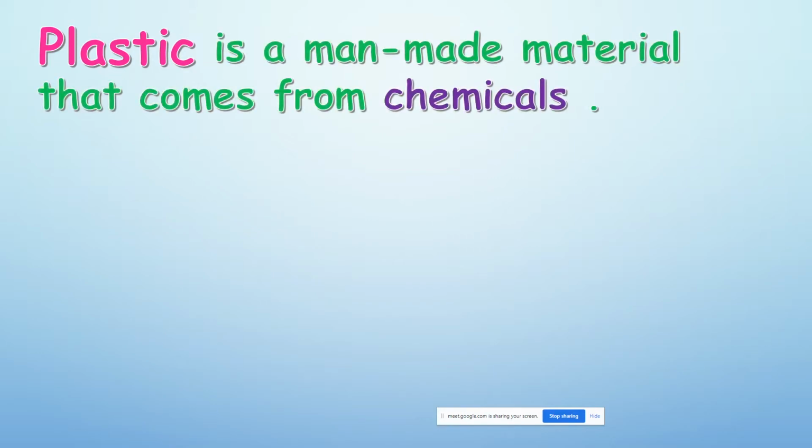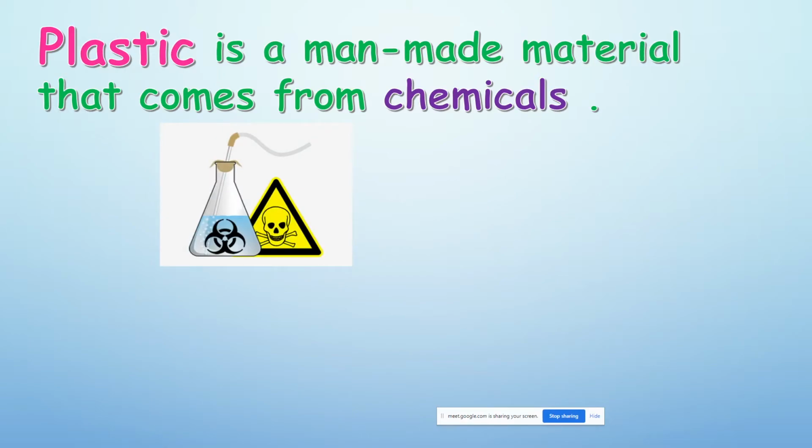Okay? Now, the last one is plastic. Okay? This is just a review. You know them already, okay? We've just discussed them already. Plastic is a man-made material that comes from chemicals. What do we mean by chemicals? Chemicals. Dangerous things or poison.